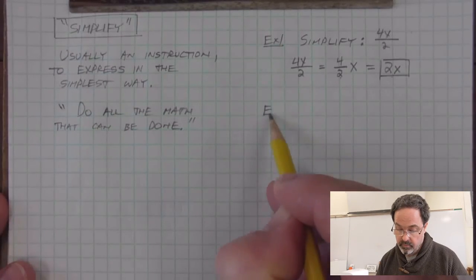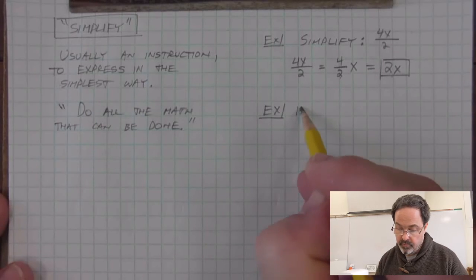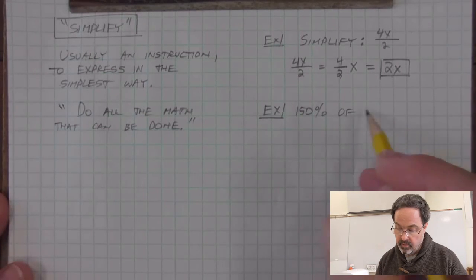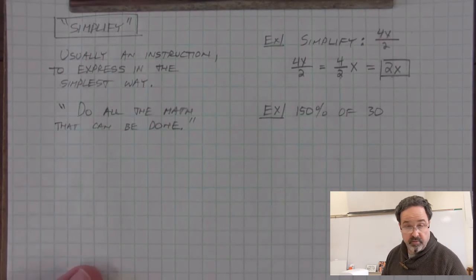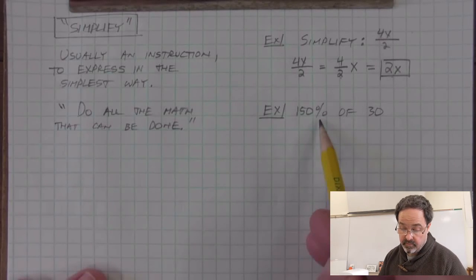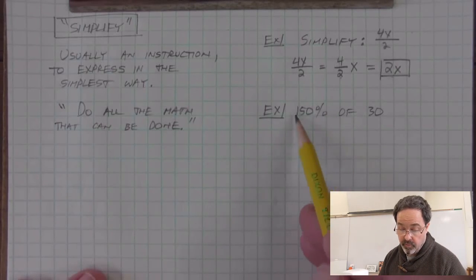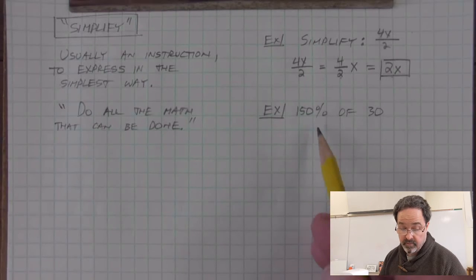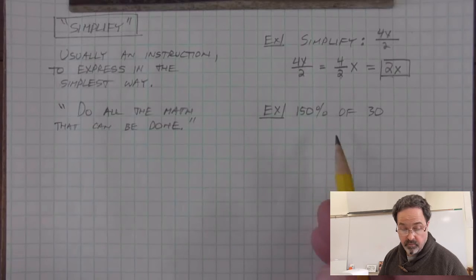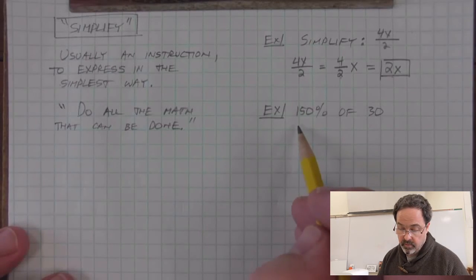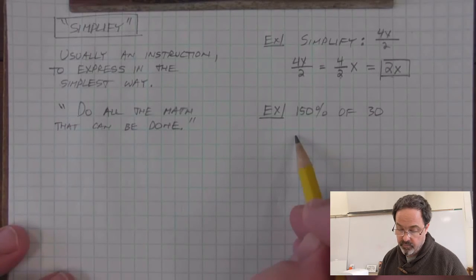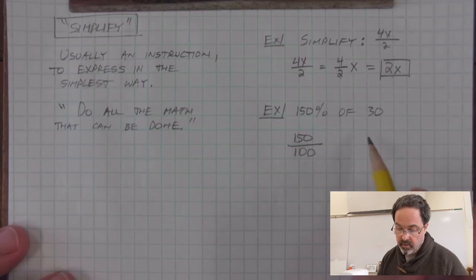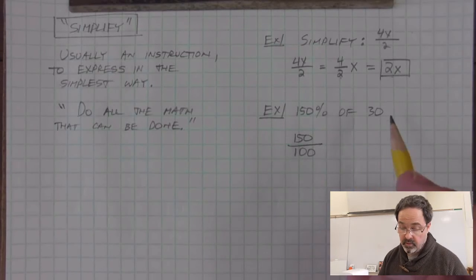Let's have another example. 150% of 30. There's going to be future lessons on percentages. If we're asked to simplify this, then we're going to focus on converting the 150% into a fraction and then a decimal and see what happens. The percent sign means divide by 100, so instead of 150%, I'm going to think of it as 150 divided by 100. The word "of" means multiply.